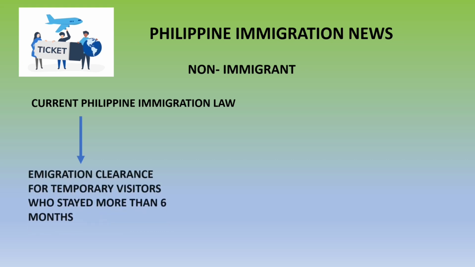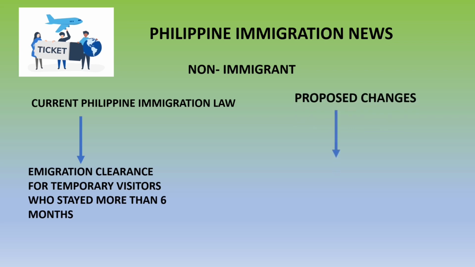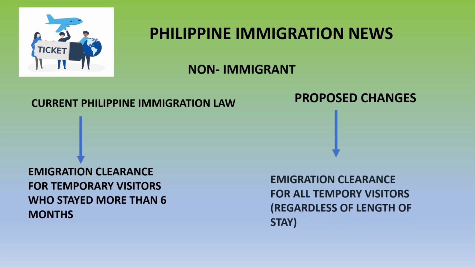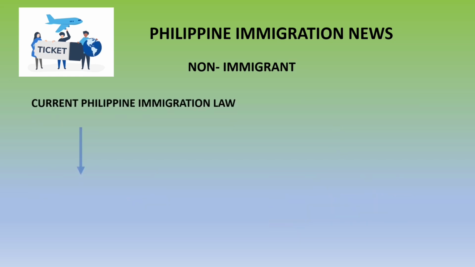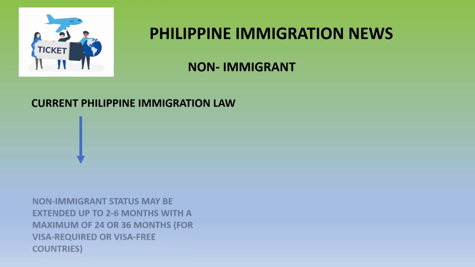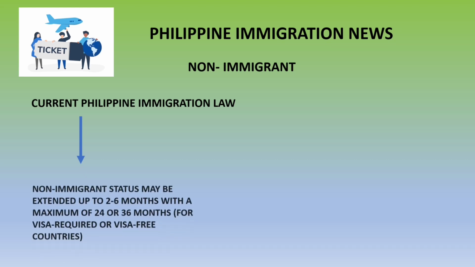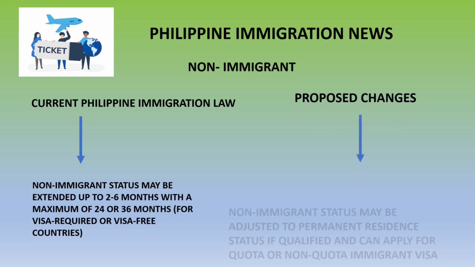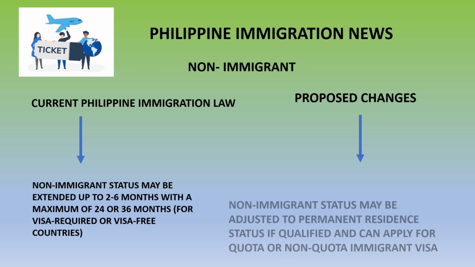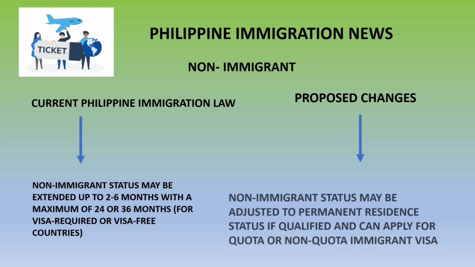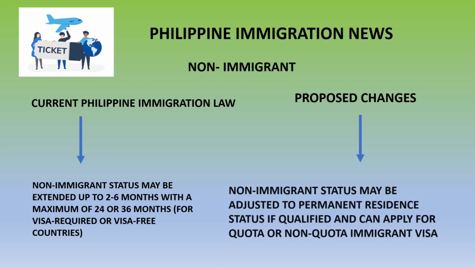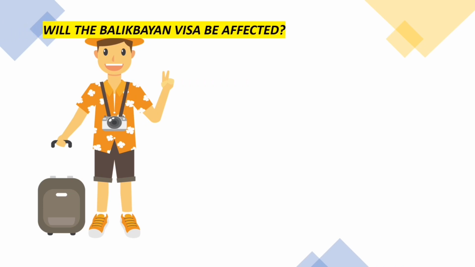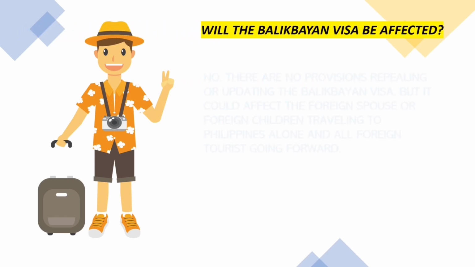Immigration clearance for temporary visitors will be required for those who have stayed more than 6 months under the current Philippine law. And then under the proposed law, immigration clearance will be required for all temporary visitors regardless of length of stay. Also, non-immigrant status may be extended up to 2 to 6 months under the current Philippine law, but under the proposed changes, you can adjust to permanent residence status if you are qualified and also apply for quota or non-quota immigrant visas.